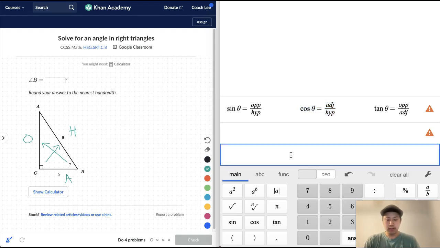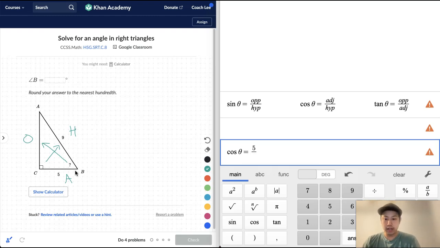Let's fill in the blanks. We're trying to solve for the angle measure, so we're going to leave that as theta. Theta is a Greek letter, often used for angles. So cosine of theta equals the adjacent over hypotenuse. The adjacent is 5, the hypotenuse is 9. We were able to fill in two of the three values, so we can now solve the equation.